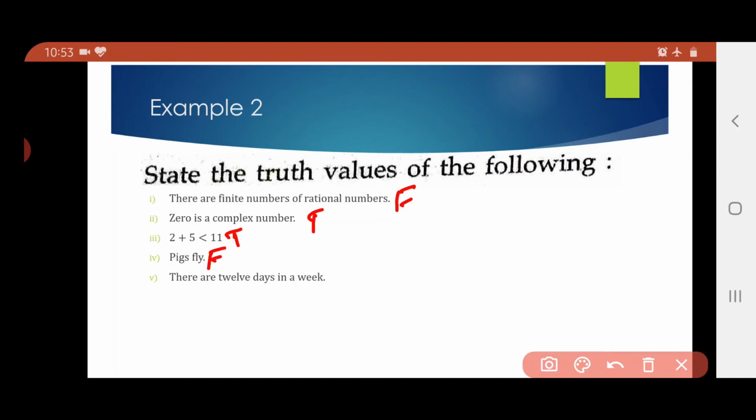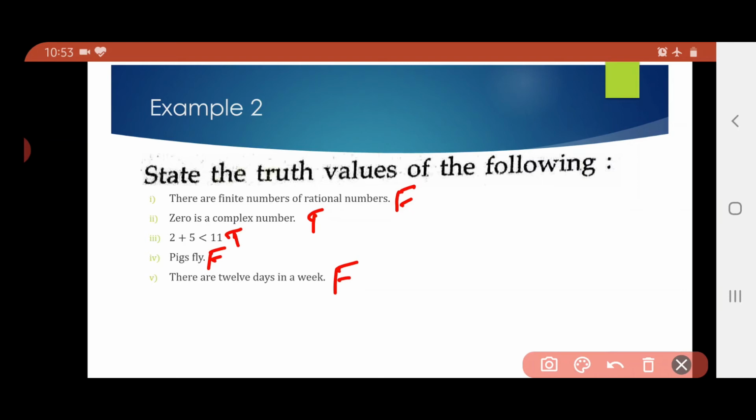Fine. Then the next one. There are 12 days in a week. Obviously not on Earth. It can be on any other planet, but definitely not on Earth. So as we are on Earth, for us it is false. Fine. So that is how you state the truth values of a proposition.